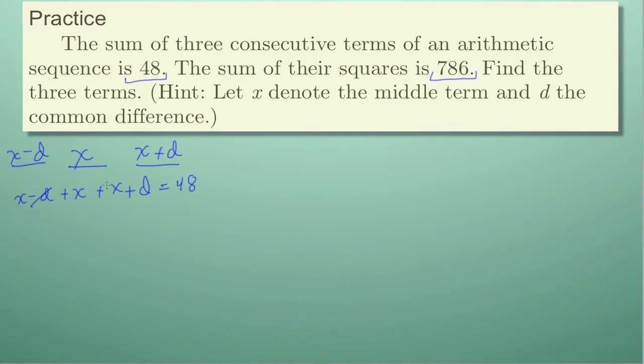Luckily the d's cancel, and I'm left with 3x equals 48. x equals 16. So I know that the middle term is 16, and all that's left to find is d, the common difference. If the sum of their squares is 786, I'm going to need to take these three terms and square them.